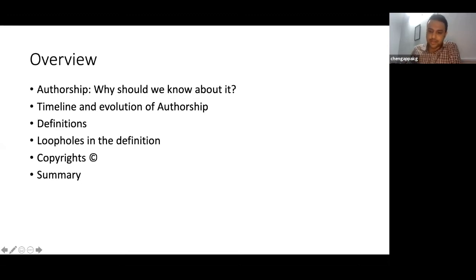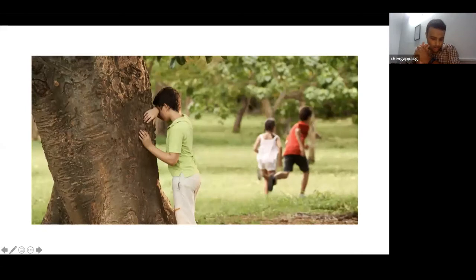And then we'll discuss some of the copyright issues, understand what a copyright is, how to not fall into the trap of copyright violation, and we'll summarize our data. So as Vikas sir told, all of us are responsible while we publish. The author, the editor, the peer reviewer, the publisher, everyone is responsible, and we have to be honest to ourselves.